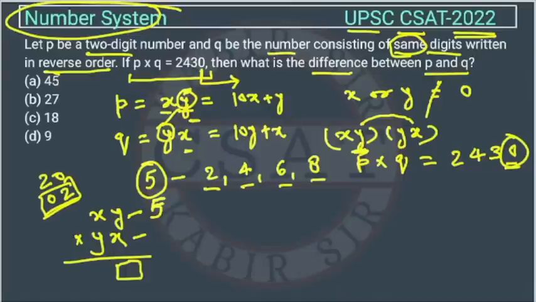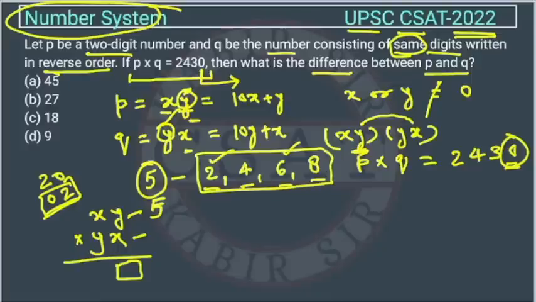Because if it is 3, then we won't get 0 here; the unit digit won't come 0. It will come 0 only if it is 2, because 5 2s are 10, 5 4s are 20, so the unit digit we get is 0. Or it could be 6, 5 6s are 30, or 8, 5 8s are 40. So the value of x will be one of 2, 4, 6, 8. This is sure.